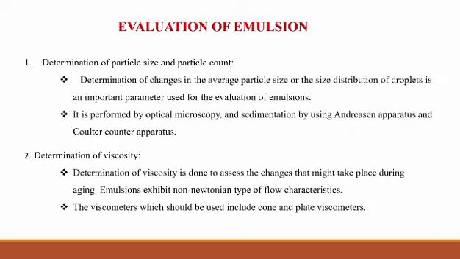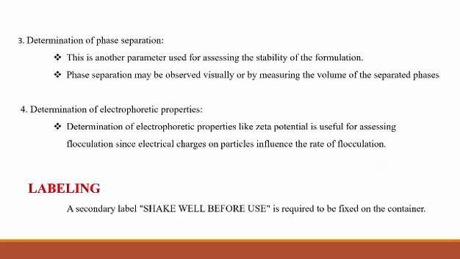Mainly, the emulsions are determined or evaluated using a Brookfield viscometer, as it exhibits non-Newtonian behavior. The third one is determination of phase separation. Phase separation refers to the breaking of the emulsion into two distinct layers, that is the oil and water. So it is another parameter used for assessing the stability of the formulations.